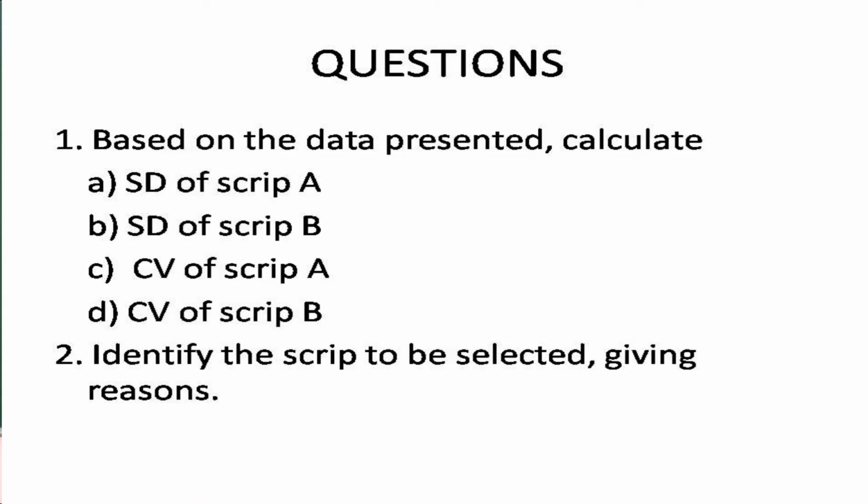Okay, and the question they have asked, based on the data presented: question number 1, calculate the standard deviation of script A; question number 2, SD of script B; then third, coefficient of variation of script A and coefficient of variation of script B. Secondly, they have asked to identify the script to be selected based on the reason. So we have to give the reason for the script selection. This is the problem they have given.